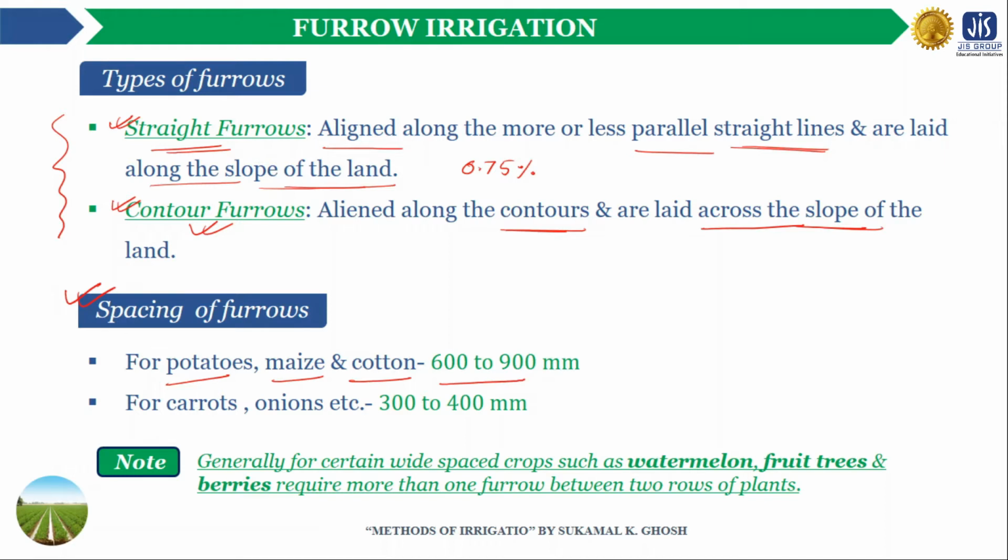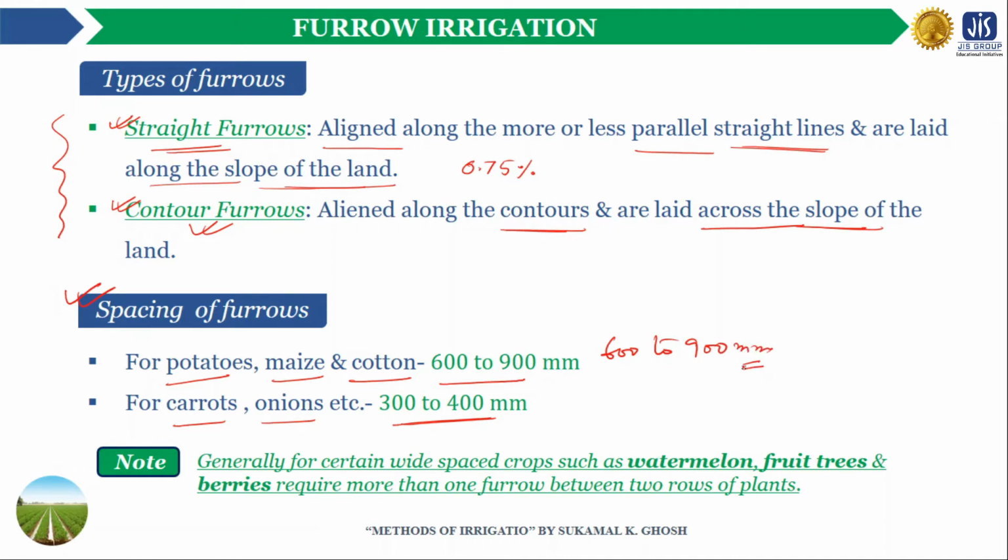However, vegetable crops such as carrot, onions, etc. are spaced 300 to 400 millimeter apart and often have two rows of the plants between two furrows. Thus, in each of these cases, the furrow spacing may be 600 to 900 mm.